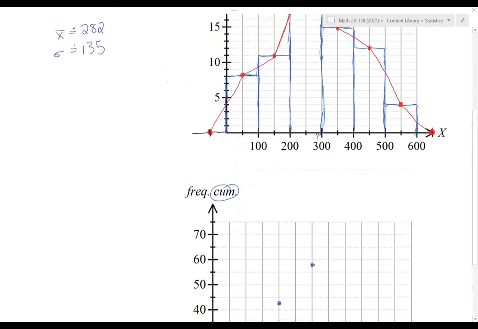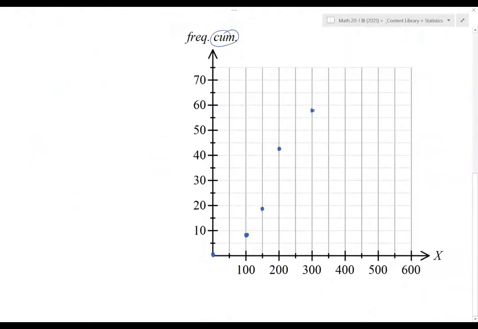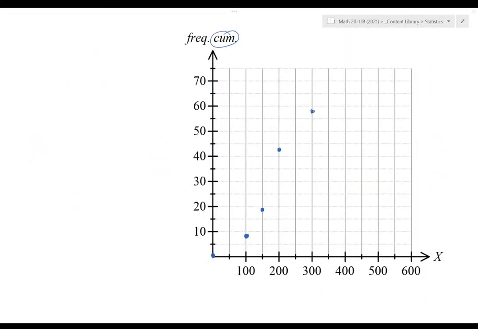Oh, I feel like I missed something. Oh yeah, this point is too close. Sorry, I screwed up my points here, so at 200, I'm at 19. At 300, we were at 43. At 400, we were at 58. 500, we were at 70. Less than or equal to 600 was 74.